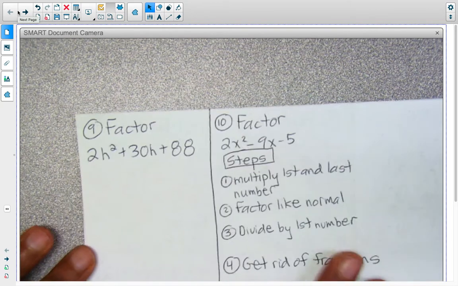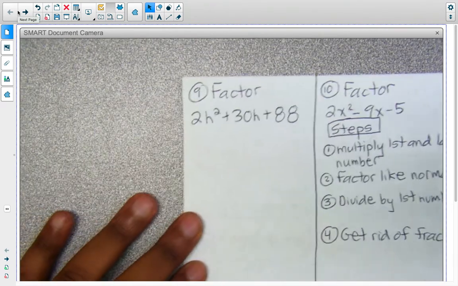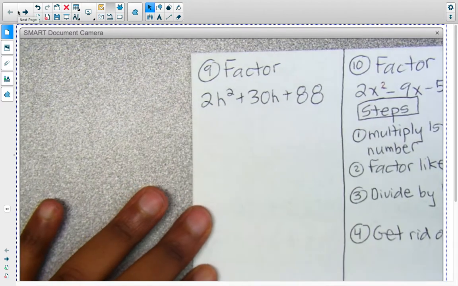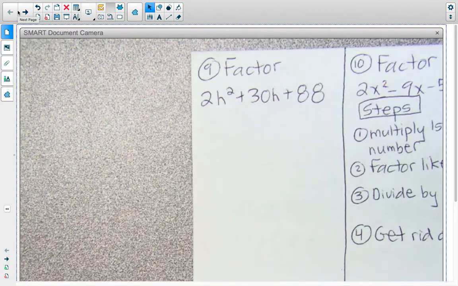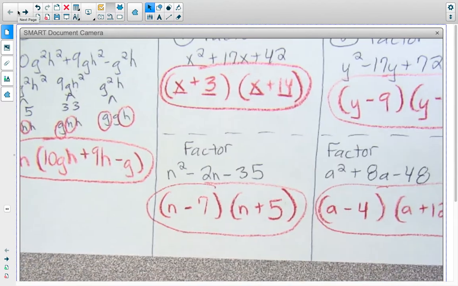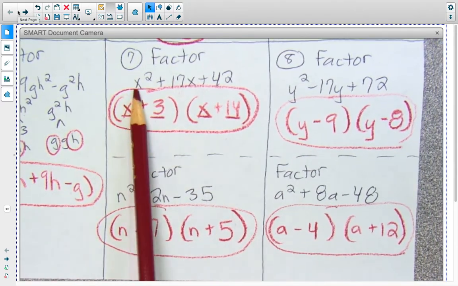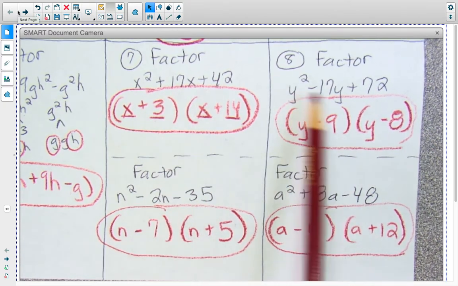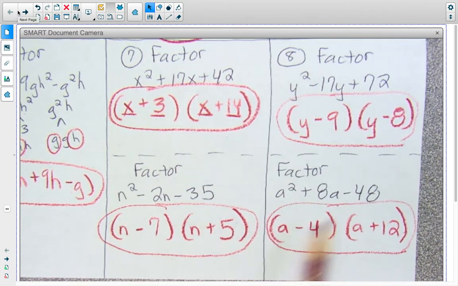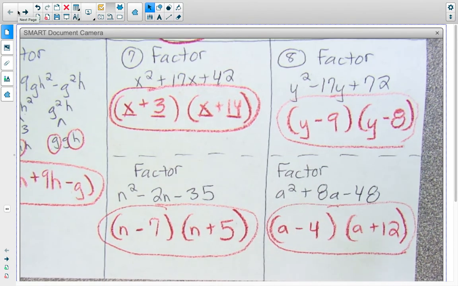And I want to look at another one. So I've got some problems on the back. Okay. Number 9. 2h squared plus 30h plus 88. Your very first step when you do any kind of factoring is to check for a greatest common factor. Now, I didn't exactly say that out loud for these problems, but I do know that they don't have a greatest common factor besides the number 1. They don't share the same number or variable. None of these had anything in common, which is why I technically skipped that step.